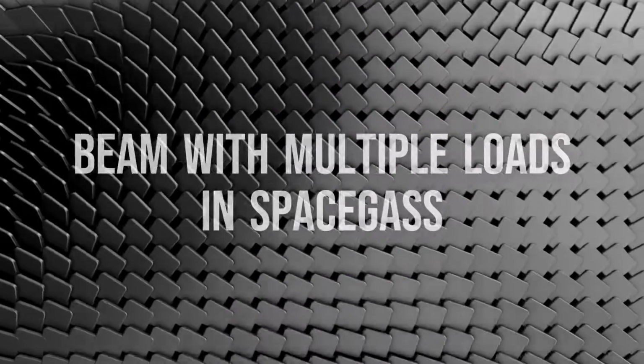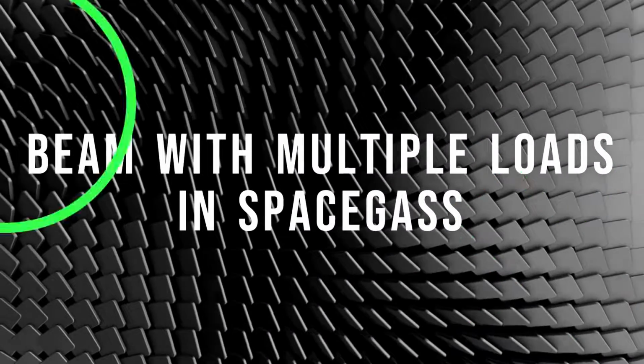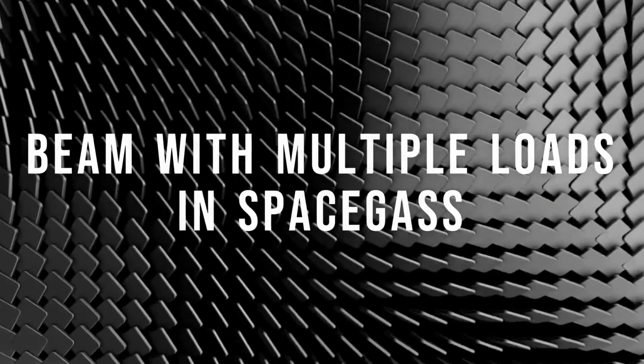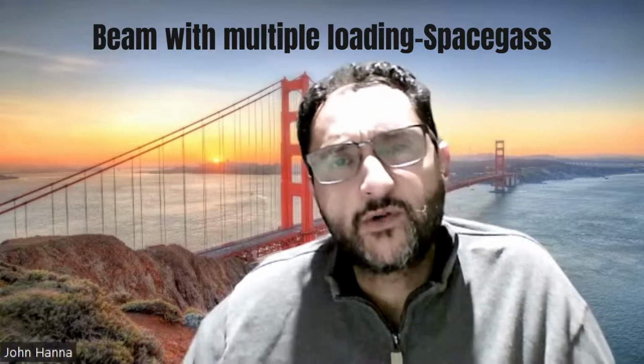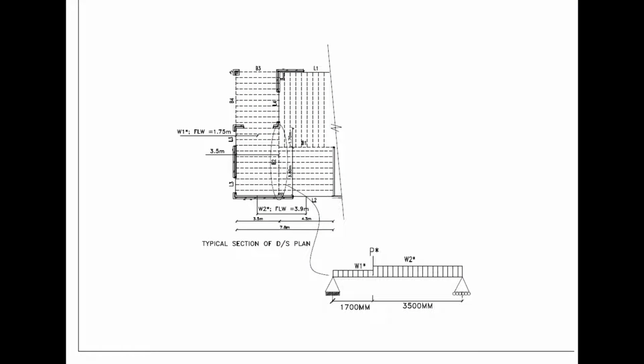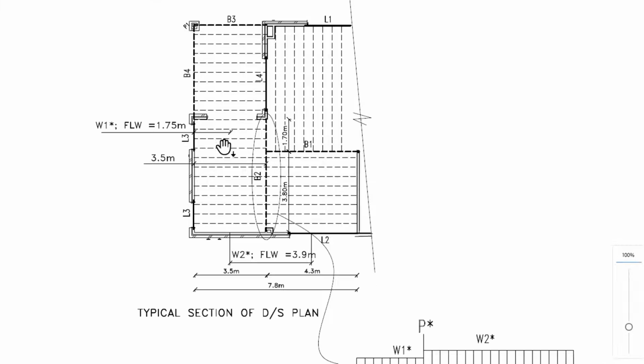Hi guys, in today's video I'm hoping to demonstrate how to model a simply supported beam with multiple loadings using Spacegass. Here we have a typical ground floor framing plan. I have sectioned it off for clarity. The aim of this exercise is to design the beam B2 using Spacegass. As you can see, B2 has partial floor loading as well as the point load from B1.